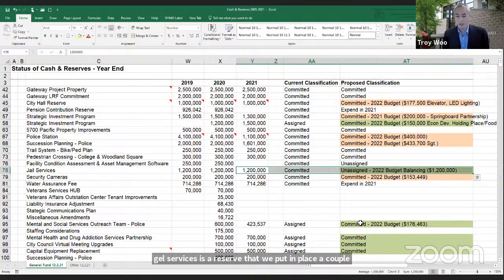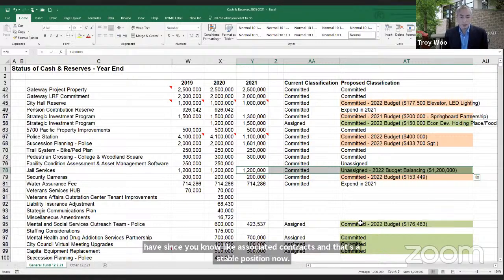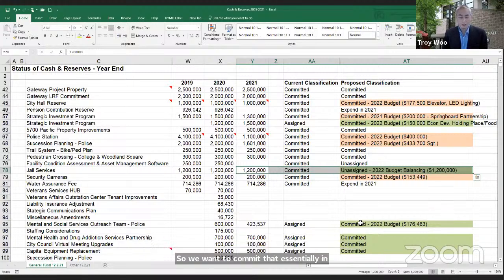Jail services is a reserve that we put in place a couple of years ago. We had a little bit of unknown in terms of what jail services were going to do at the time. We wanted to make sure that we were in a position to maintain that important need for the budget. We have since negotiated contracts, and that's a stable position now. So we want to uncommit that essentially, and that's going into unassigned fund balance that will be used to help balance next year's budget.